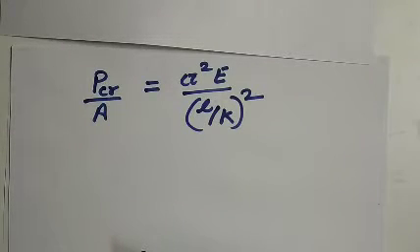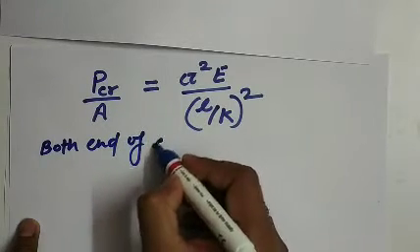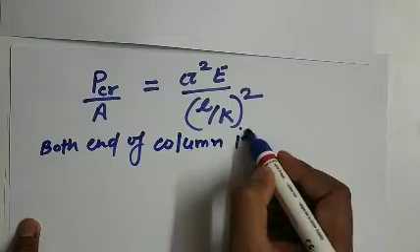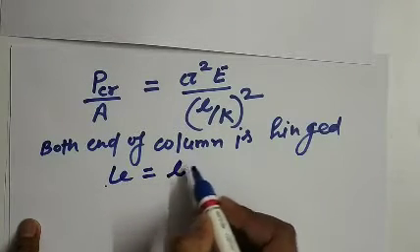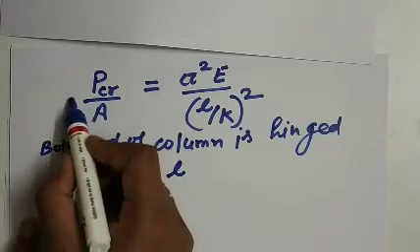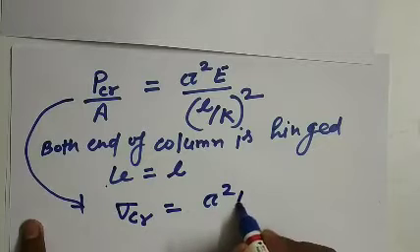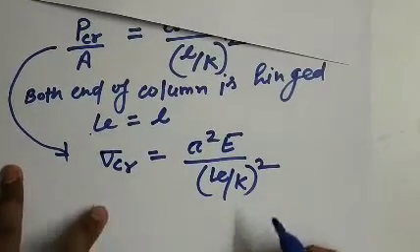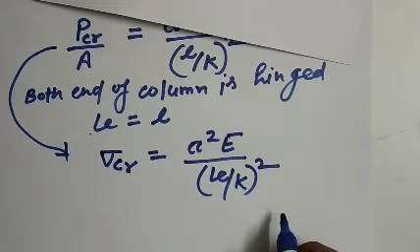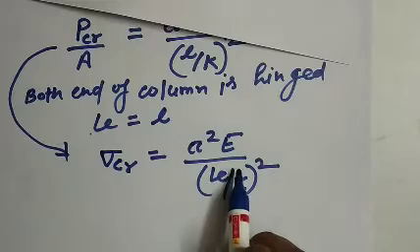If we consider the condition that both ends of the column are hinged, in that case the effective length LE will be equal to L. So the expression will be reduced to PCR upon A, which is sigma CR, equal to pi square E upon LE upon K, whole square. We know that the ratio of effective length to radius of gyration is the slenderness ratio. So this expression shows the slenderness ratio. Clear? So this is the expression for sigma CR.